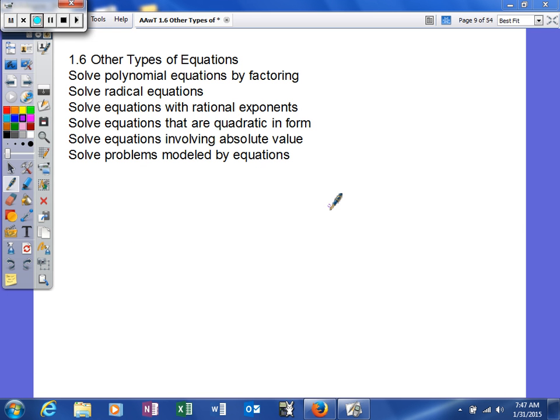Pretty creative name to this section. 1.6 is called Other Types of Equations. And the reason it's called Other Types of Equations is because we're basically getting into equations that are not like the ones that we've studied. So the ones we've studied are linear equations and quadratic equations.